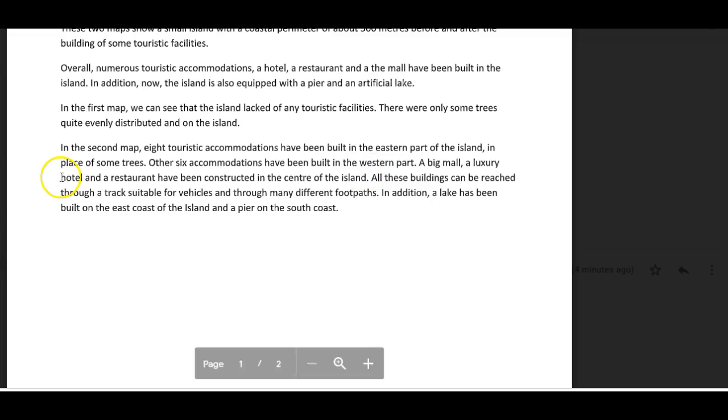A big mall, a luxury hotel, and a restaurant have been constructed in the center of the island. All these buildings can be reached through a track suitable for vehicles and through many different footpaths. In addition, a lake has been built on the east coast of the island and a pier on the south coast.